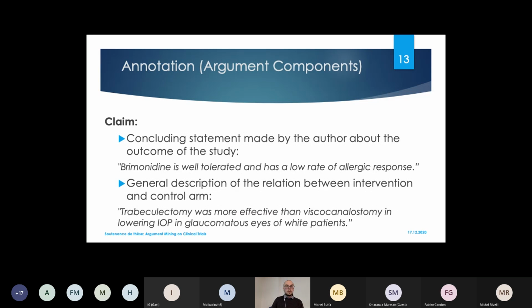And as I mentioned, one of the major components are claims. And these are concluding statements made by the author about the study. So they can be made about just one treatment, for example, that it was well tolerated. Also, it can be in a comparative form, so that one treatment was superior or more effective than the other.